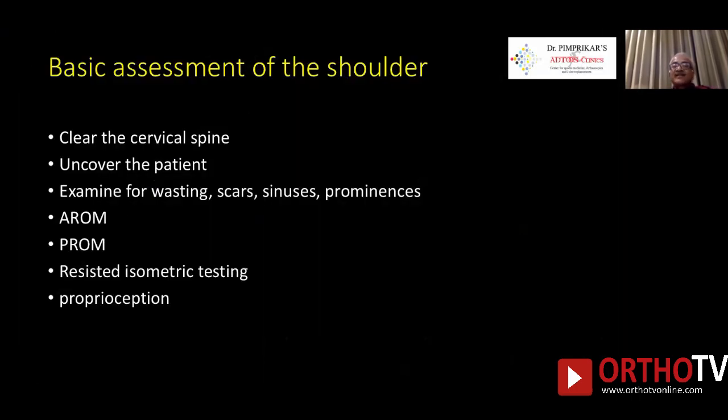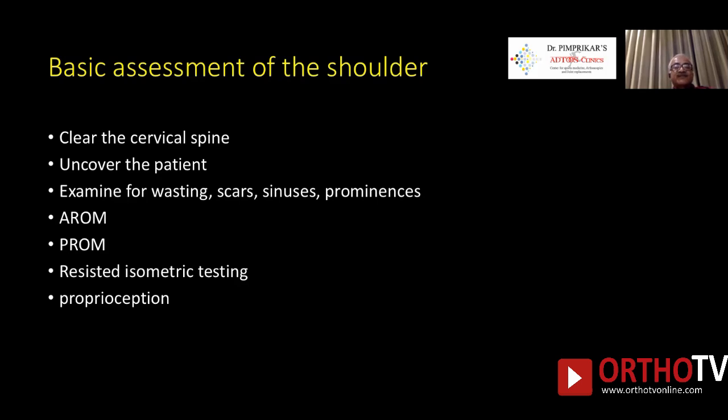When it comes to basic assessment of the shoulder, as we all know, the shoulder, like any joint, is assessed as to see, to feel, and to move, and then do some specialized tests. So when it comes to basic assessment, the first point is inspection, that is, to see. One must clear the cervical spine before touching the shoulder. The basics of assessment are: uncover the patient. The patient's back and the shoulder should be free from clothes.